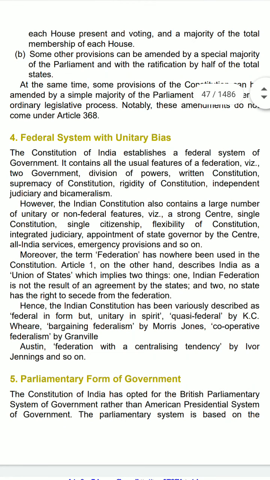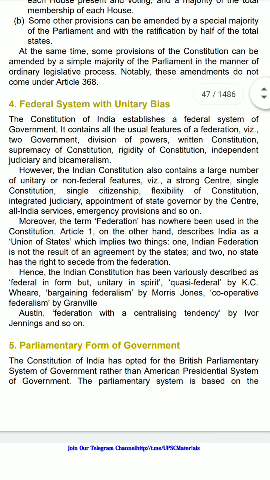However, the Indian Constitution also contains a large number of unitary or non-federal features: flexibility of the Constitution, integrated judiciary, appointment of the state governor by the Centre, all India services, emergency provisions, and so on. Moreover, the term federation has nowhere been used in the Constitution.